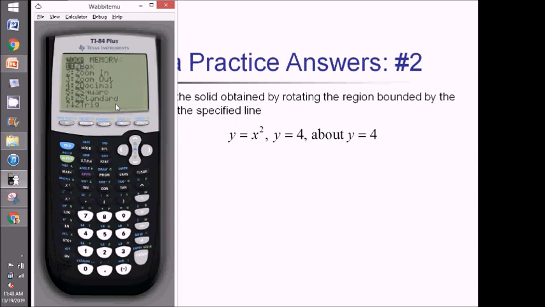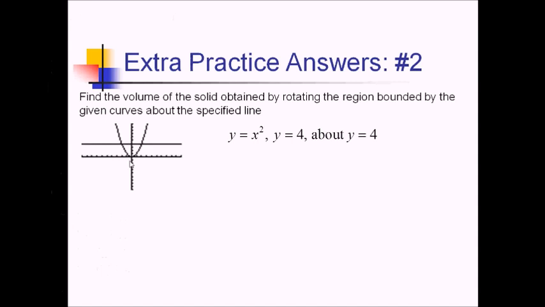Let me just do zoom 6, get a wider view of what I'm doing here. And I could probably zoom in a little bit if I wanted to, but that's the essence of what we're dealing with. So we have this region in between y equals 4 and x squared, and we're revolving this around the line y equals 4, which we've already drawn here, but I'm just going to draw a red dashed line, if you can see it there, just to show us that's what we're revolving around.